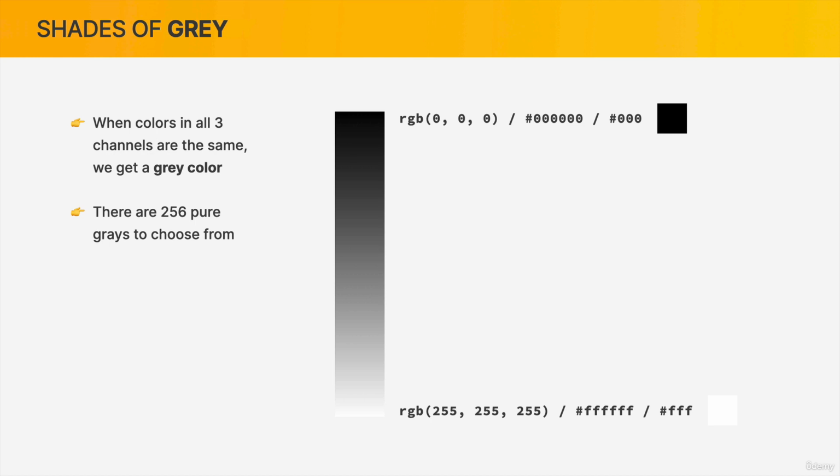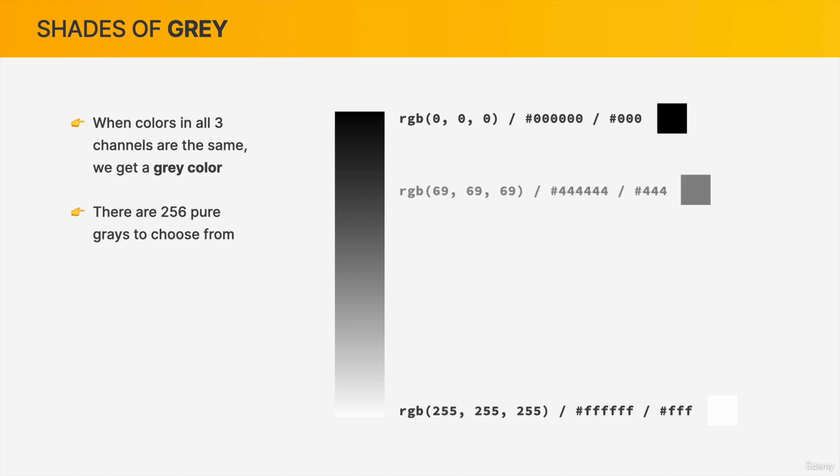So basically, in the RGB model, when the 3 colors in the 3 channels are exactly the same, what we get is a gray color. So at both extremes of the spectrum, when all of the values are 0, we get complete black. And when all of them are at maximum, so at 255 or at FF, then we get white. But of course, there are many other gray colors in between that we can use. And to be precise, there are exactly 256 pure grays to choose from.